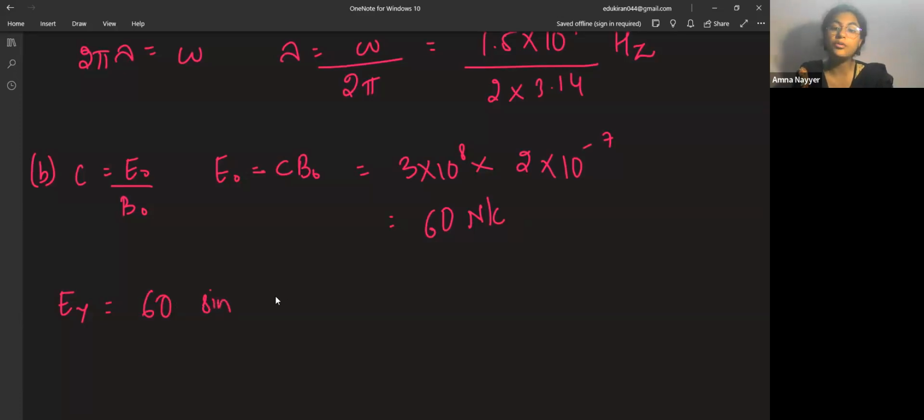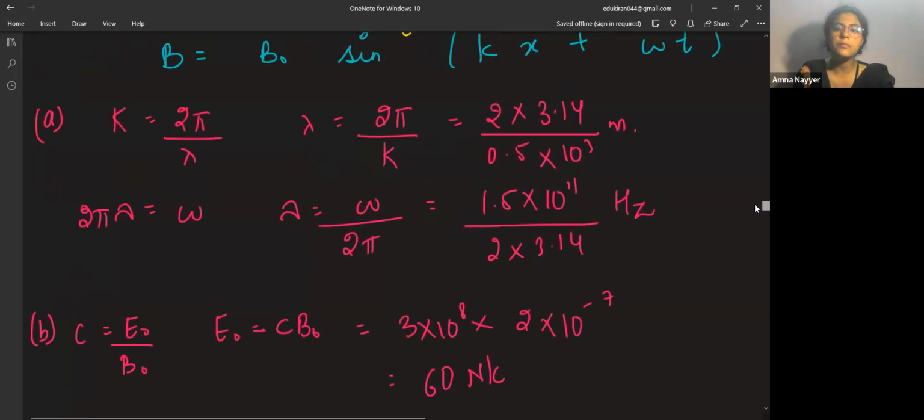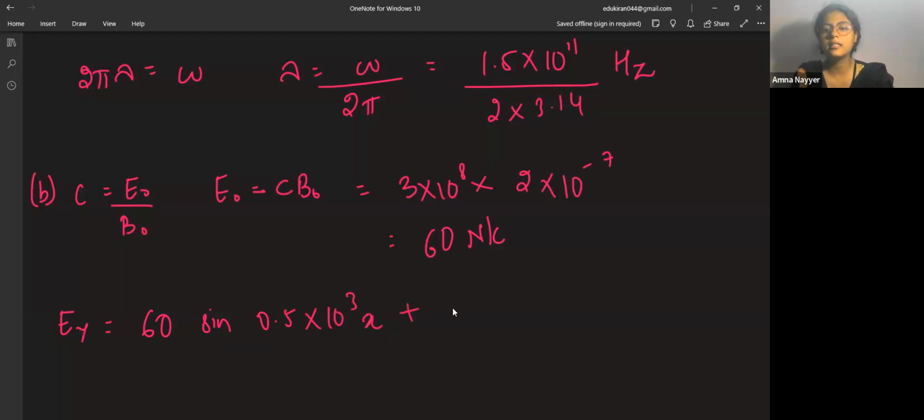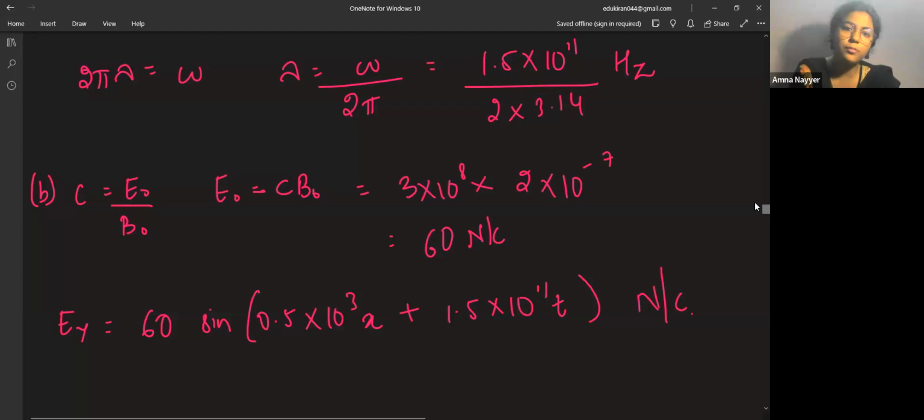Sign, because the value of K will also be the same. K was how much? 0.5 into 10 to the power 3. So 0.5 into 10 to the power 3 x plus omega t, 1.5 into 10 to the power 11 t, this much Newton per coulomb. That's how you have to write it. Write it down, then one last topic will be left.